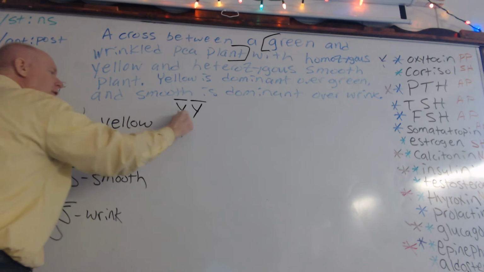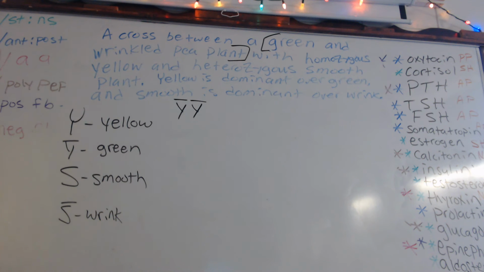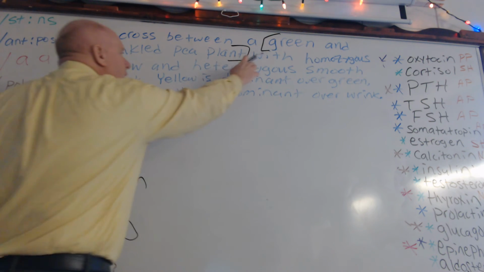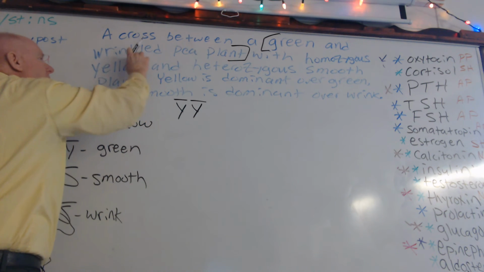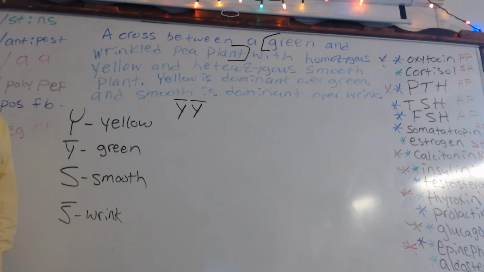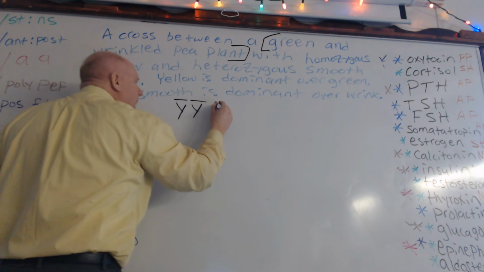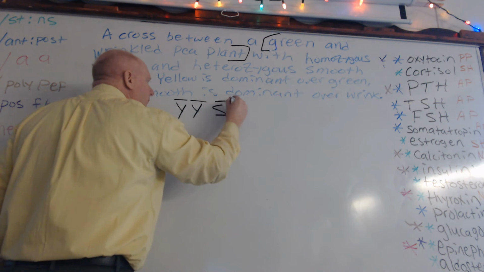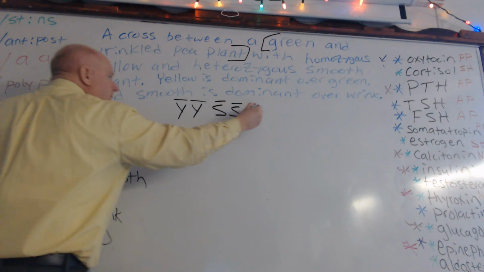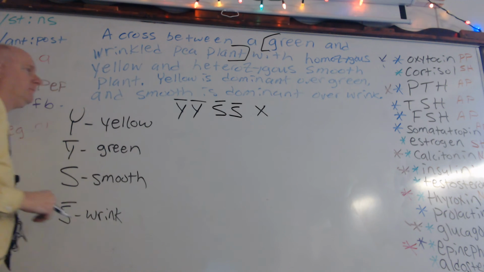So why do those 2 have to be small? Because what happens if that big Y is in there? It's going to be yellow. Okay? So that takes care of our first color. Okay? Now, wrinkled. 2 lowercase. Okay? All right. So now, what are our next 4 letters?